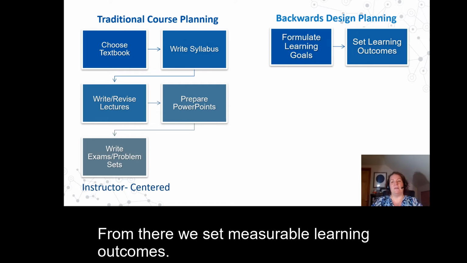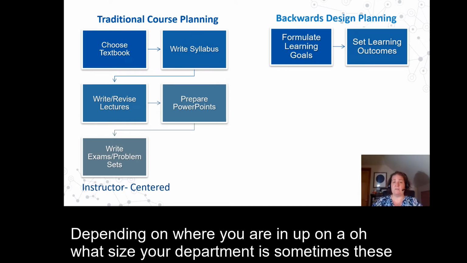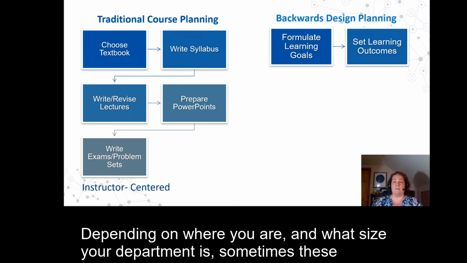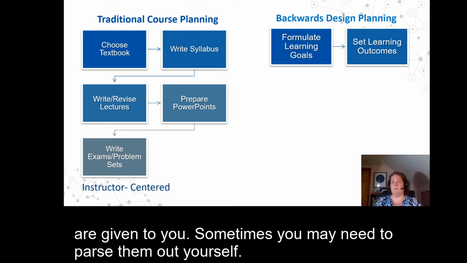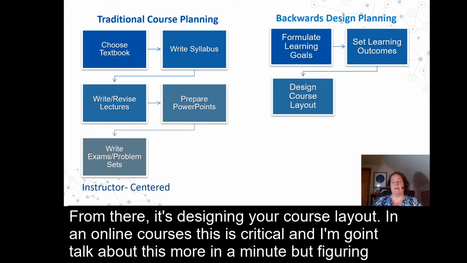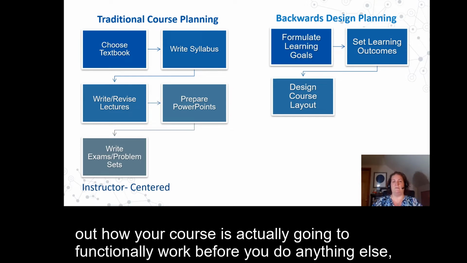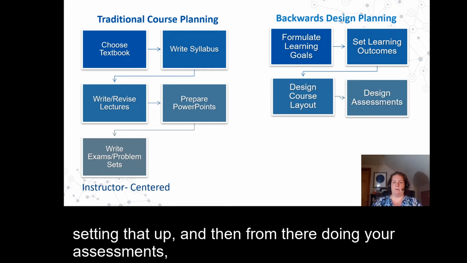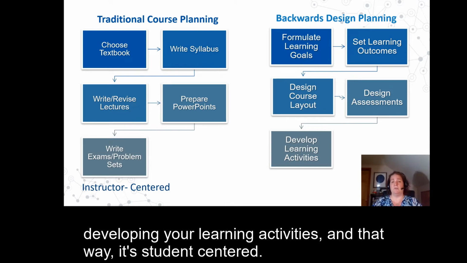From there, we set measurable learning outcomes. Now, depending on where you are and what size your department is, sometimes these are already given to you. Sometimes you may need to parse them out yourself. From there, designing your course layout. And so in an online course, this is critical. I'm going to talk about this more in a minute. But figuring out how your course is actually going to functionally work before you do anything else, setting that up, and then from there, doing your assessments, developing your learning activities, and that way it's student-centered.